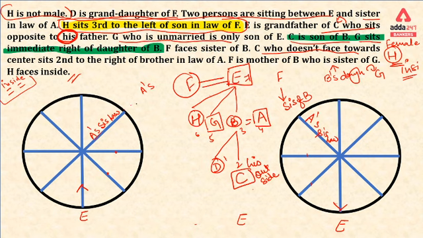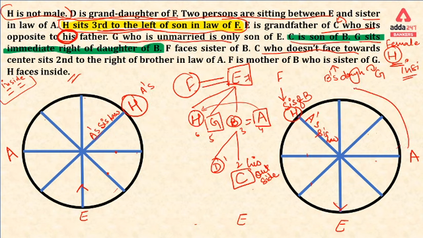Now A's sister-in-law. Who is A's sister-in-law? H will be written here in this diagram as sister-in-law. Next it is saying that in the sitting arrangement, H sits third to the left of son-in-law of F. F's son-in-law is A. He is sitting at third place. 1, 2 and 3, that means A will be seated here. H will sit third to the left of A.